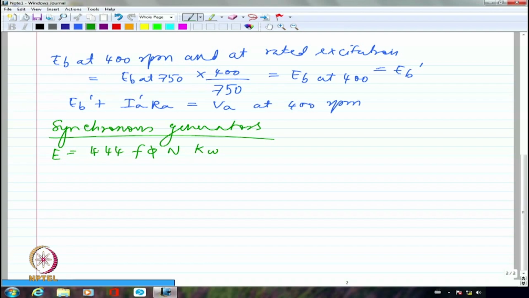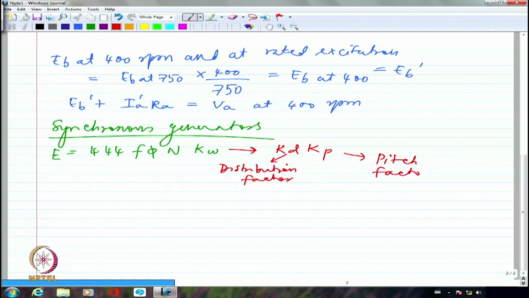So this KW actually will be equal to KD multiplied by KP, KD being distribution factor and KP being pitch factor. These are going to be the 2 factors that will be involved.